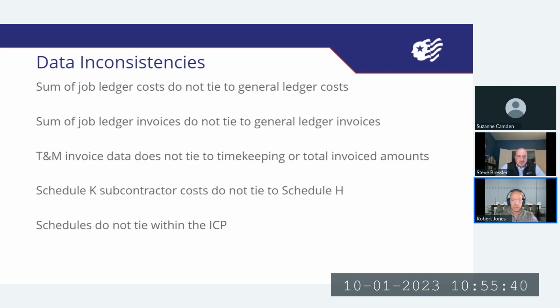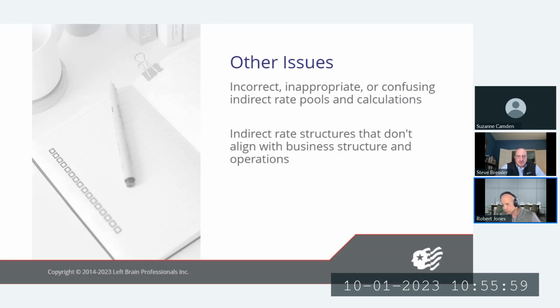The other issue is that schedules don't tie within the incurred cost proposal. You've got to make sure that whatever you're claiming as total G&A costs on Schedule B ties out to what you're applying those G&A costs to on Schedule H. Everything should cross-reference and match. Some other issues that we've come into, and we're down to the last few minutes here.